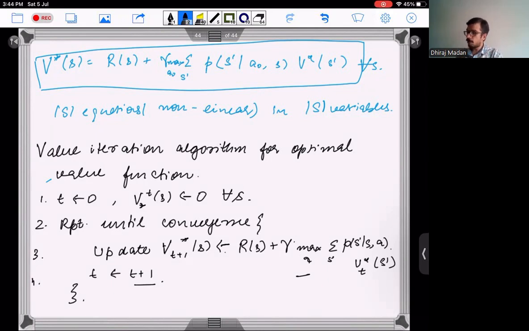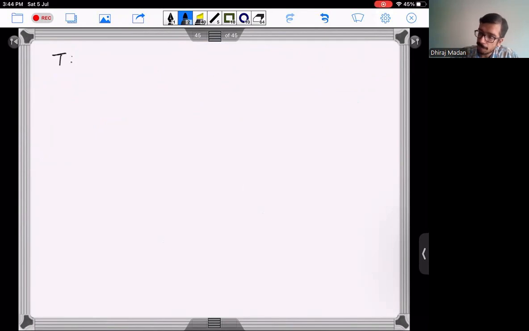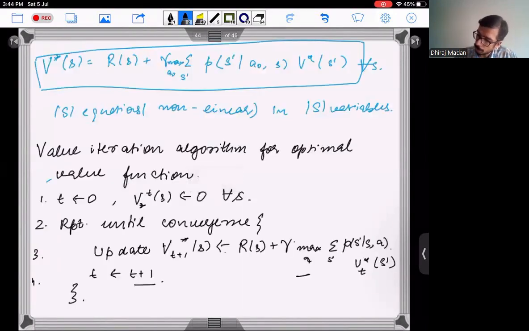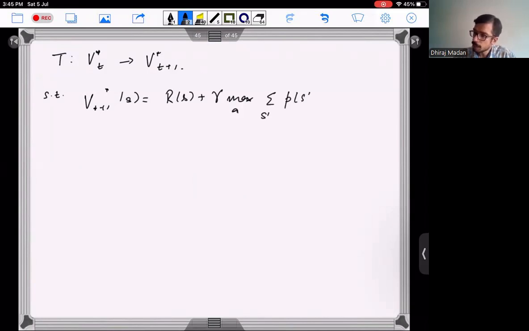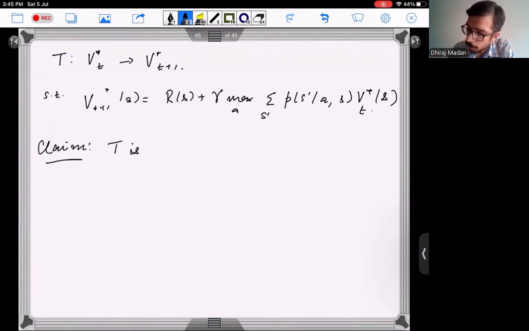Now how do we ensure that this converges? We can use the same trick as before. We define a mapping T which maps our value function at time step T to the value function at time step T plus 1, given by the same equation over here. So there is this particular mapping T such that V star T plus 1 of S equals R of S plus gamma times the max over A of the sum over S prime of P of S prime given A and S, times V star T of S prime. This is our mapping, and the claim is that T is a contraction map.